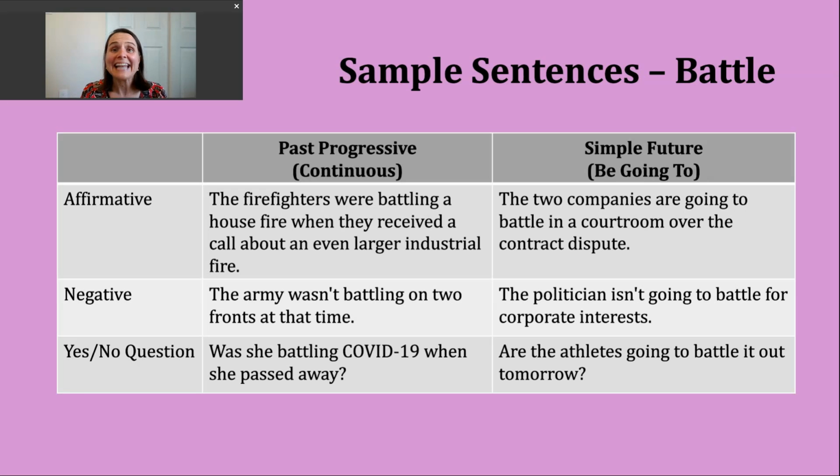Now, if you want to make a negative simple future sentence, just insert not after our be verb. You can make contractions with is not. You can make that into isn't, or are not. That becomes aren't. But there isn't a contraction form for am not. Let's look at another example.